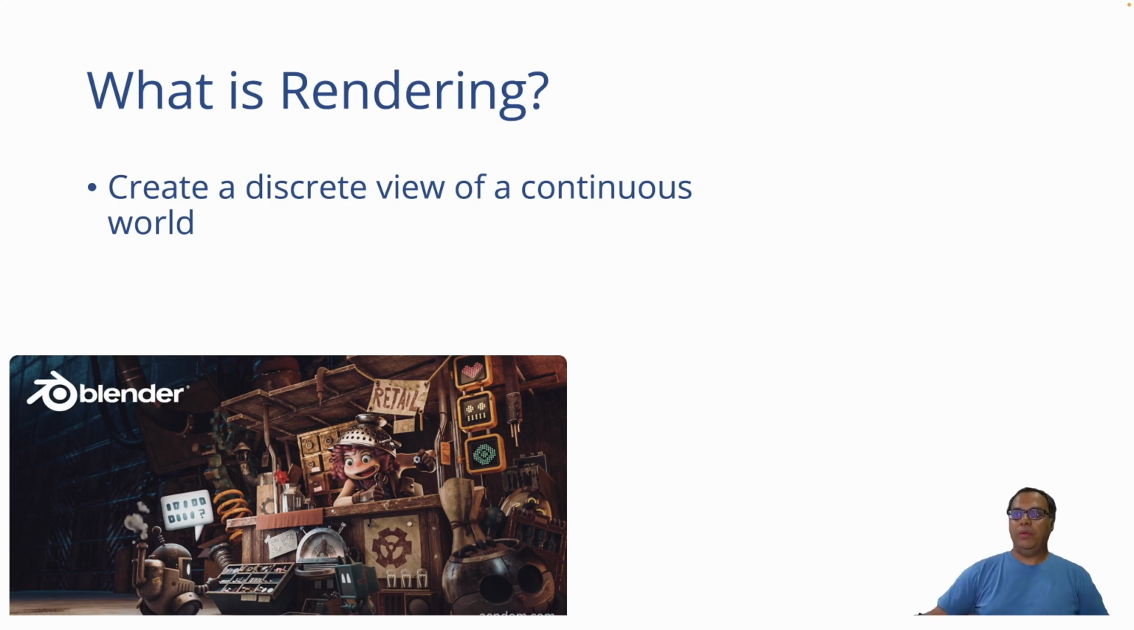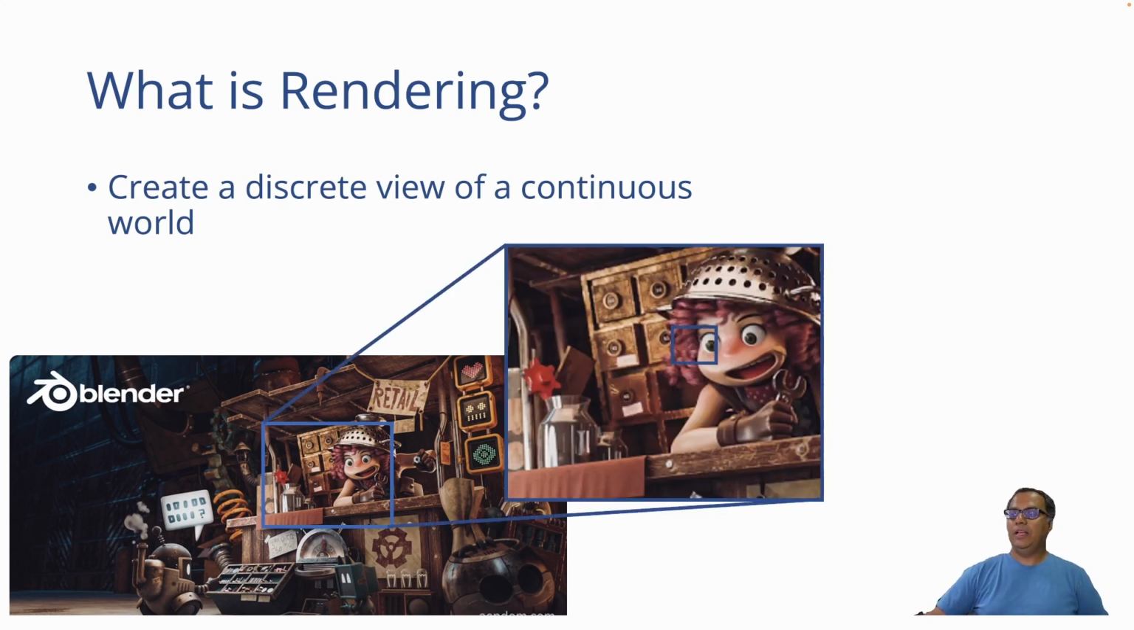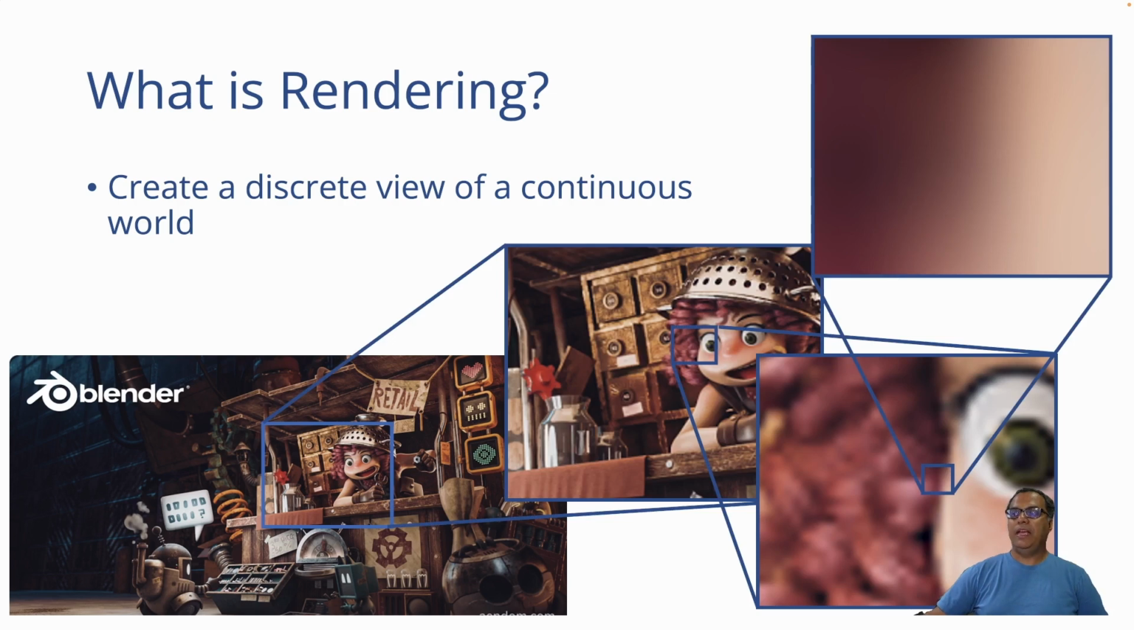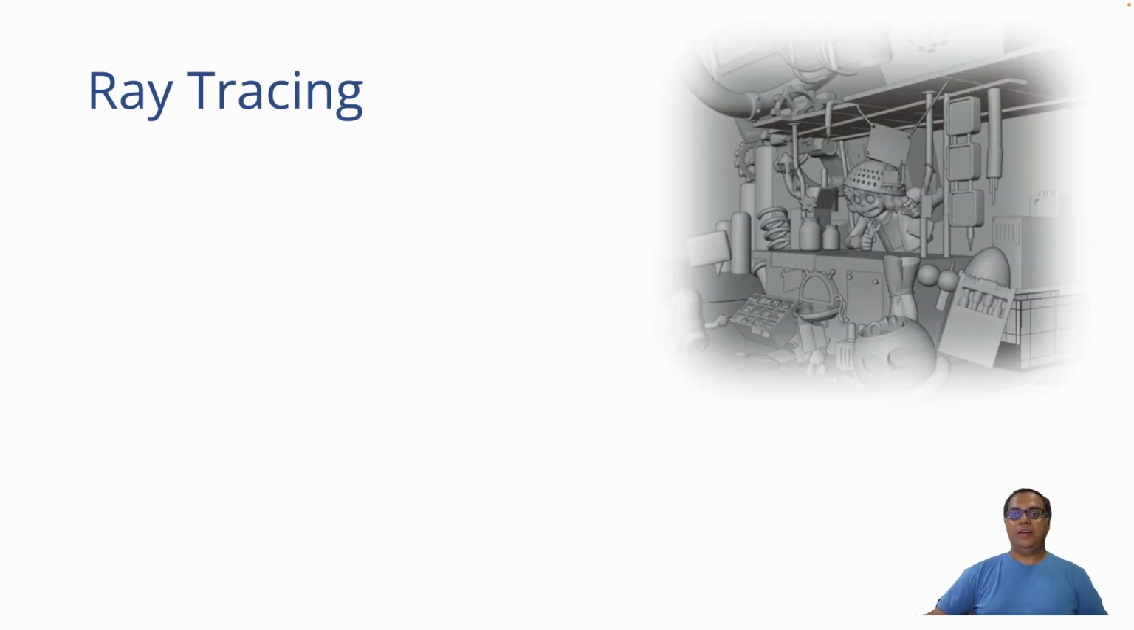In rendering, we create a discrete view of a continuous world, that is, break it up into pixels. If you zoom into any image that is stored on a computer, you will find that at its finest level it is made up of small blocks, and rendering is just the process of figuring out colors to these blocks or pixels. One of the most common methods of doing rendering is ray tracing or path tracing.